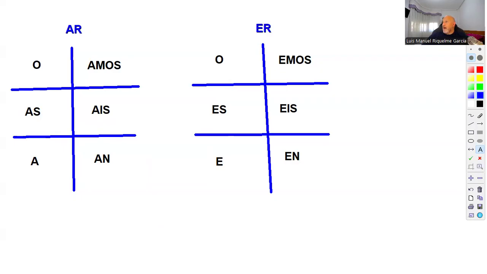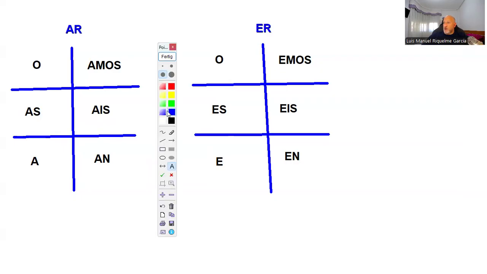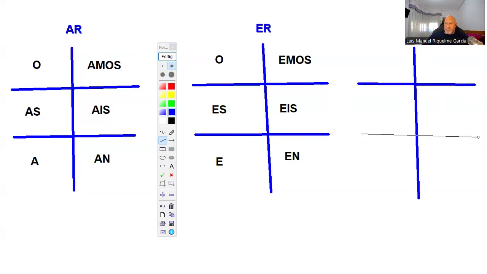Only one left. IR verbs. This is probably the smallest category. There are quite a few IR verbs, but this is the smallest category. But how do we do it? IR verbs are very similar to ER verbs. Only a couple of boxes are going to be different.